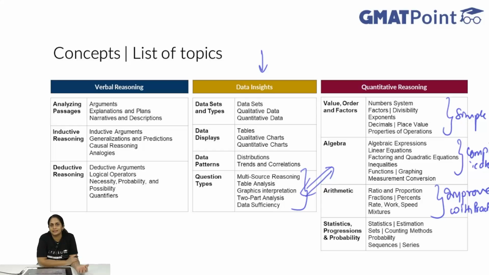Understanding set theory, Venn diagrams, counting of cases, permutations and combinations. How many combinations are possible? How many permutations are possible? Based on permutations and combinations, you will then get questions on probability, and then sequences and series. What is the sum of this progression? What is the sum of this series? All of these are part of the quantitative reasoning section.